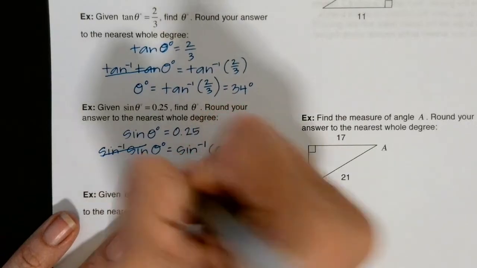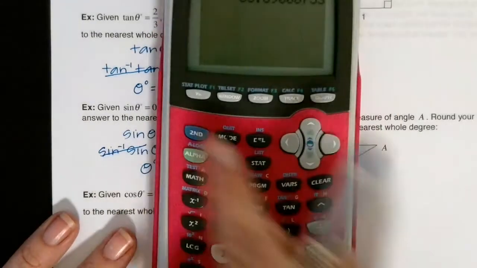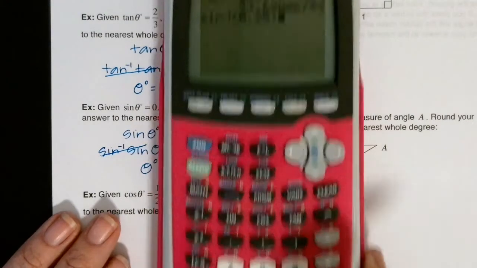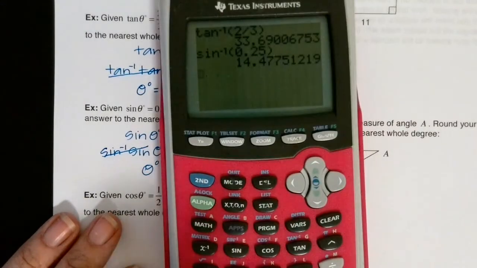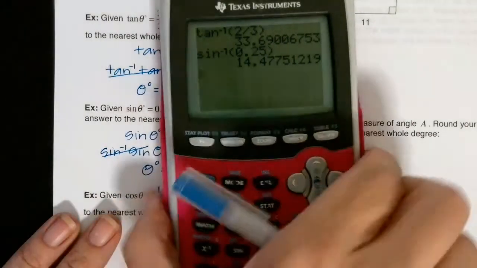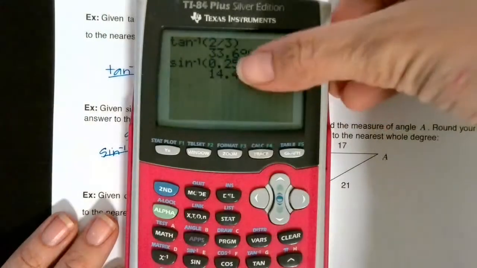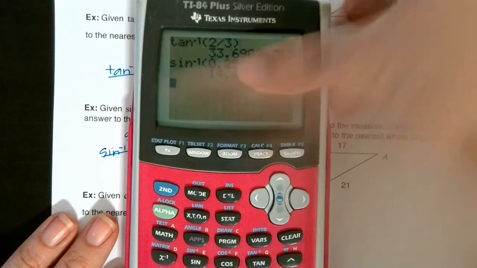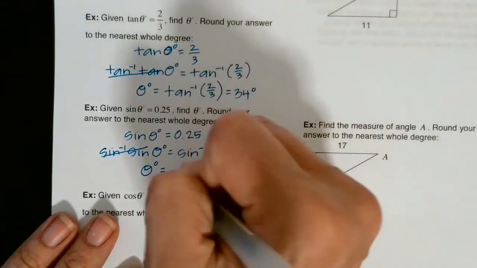So this equals second sine 0.25 equals 14.477. Well, look at that. I am only interested in rounding to the nearest whole degree, so I only need to look at one place after the whole degree, so 14.4, so that's going to stay at 14 degrees.